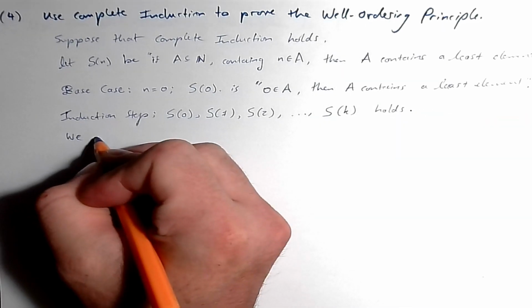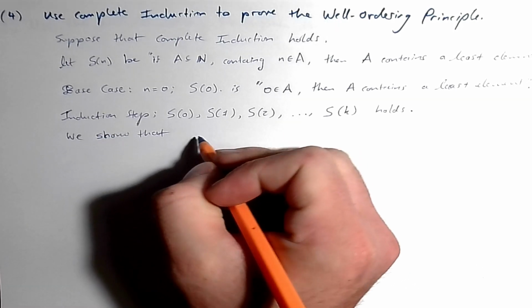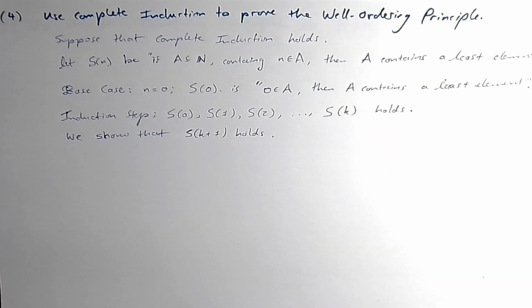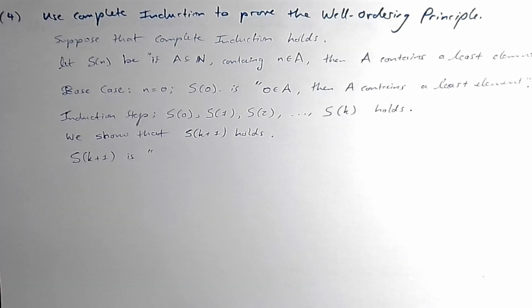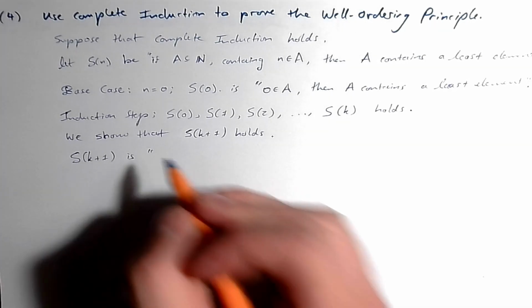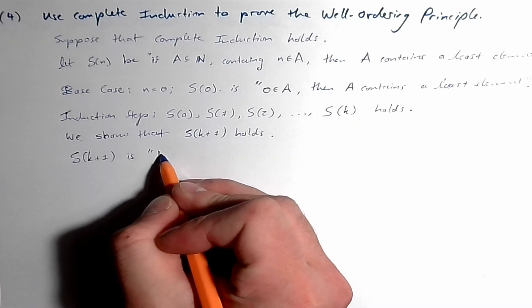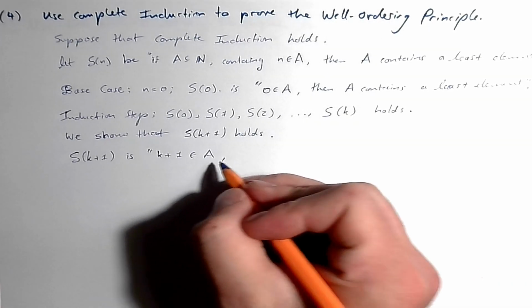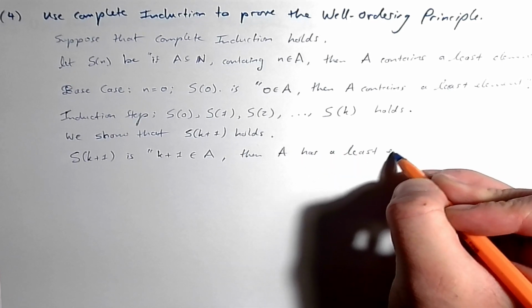And we want to show that S of k plus 1 holds. So let's look at the statement S of k plus 1. And that's the statement that if A is a subset of the natural numbers and contains the number k plus 1, then A has a least element.